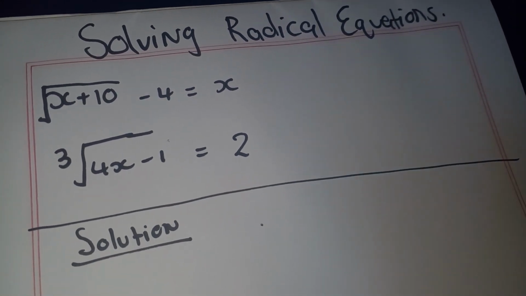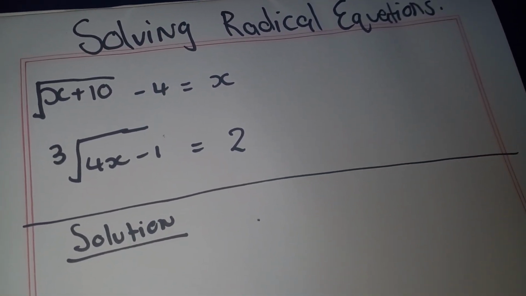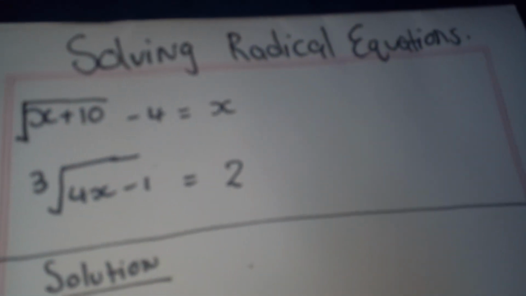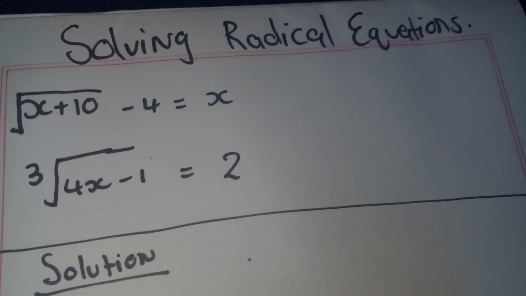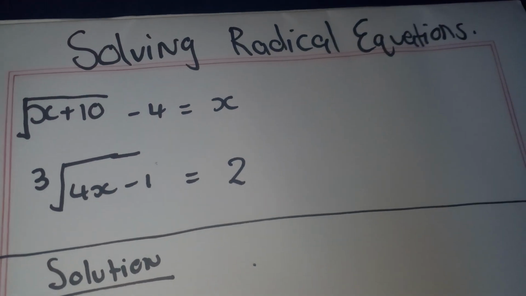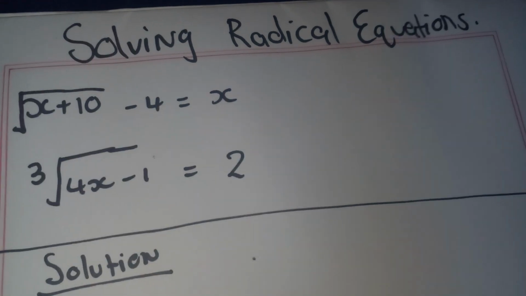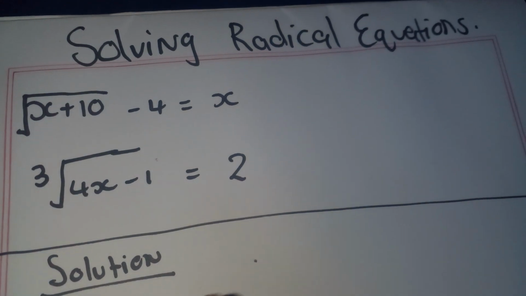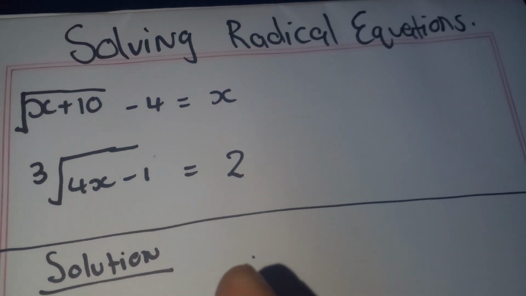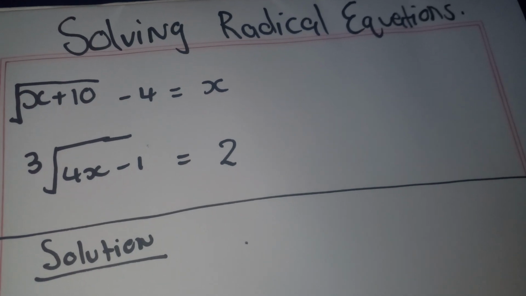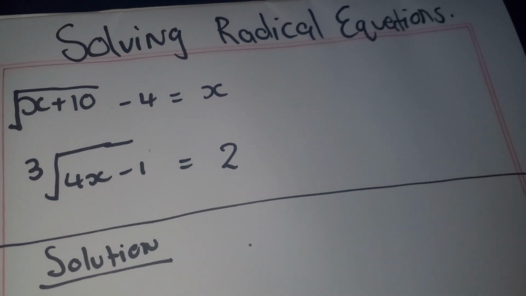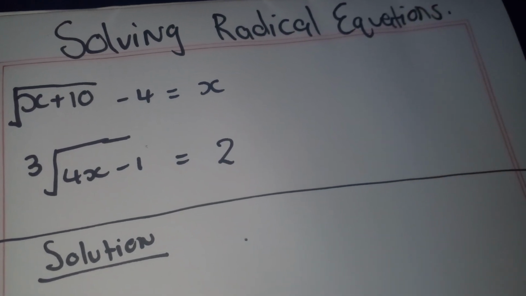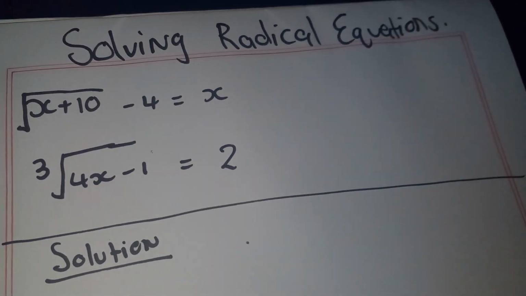Today let us look at how to solve radical equations. Okay, let us just solve these two simple radicals. They are radical equations because some of the terms in the equations are under a radical, or under a square root. These questions normally carry 5 marks, depending on the examiner.